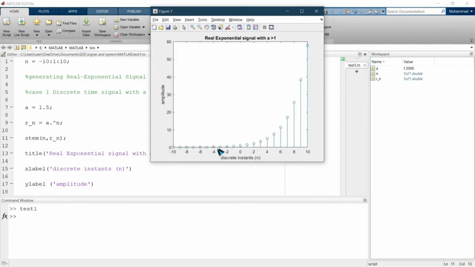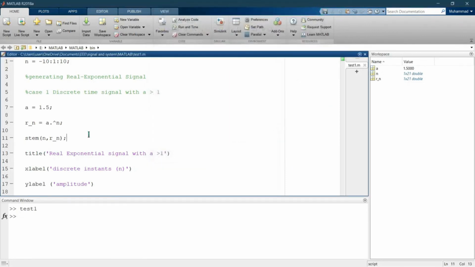As expected, it is a growing exponential graph which starts from -10 and ends at +10. So it's as simple as that. We have simply generated a discrete time graph of a real exponential function using Matlab.